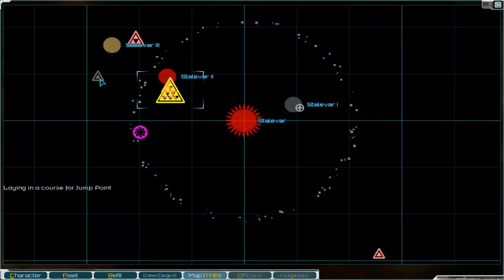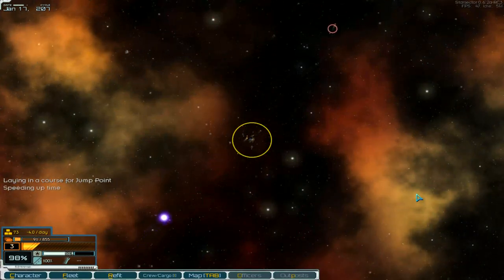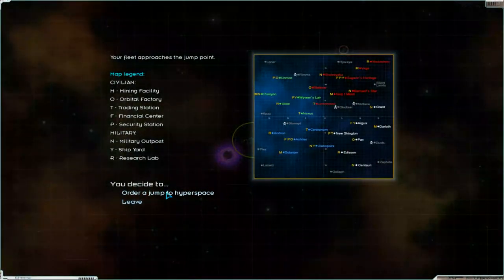Leave. Jump point. And there it is. Hyperspace. And then what's here? It's an orbital factory. And here it's an orbital factory and the security station. And here it's a military outpost and mining facility. And then here it's a research lab. Okay, that's interesting. I think we go around here. I think this is our way.